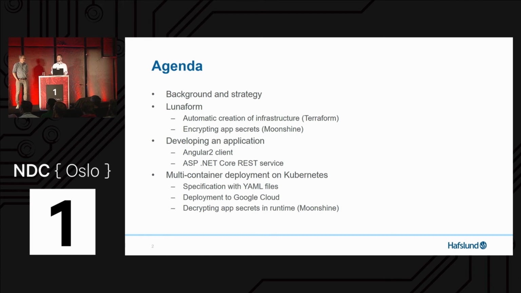Moonshine encrypts application secrets and decrypts them on the fly at runtime when you start up your application. We'll go further into that later. Then we'll show you the development of an application from scratch, with the creation of infrastructure, coding, and stuff like that. We'll show you an Angular 2 client and a .NET Core REST API service. And finally, we'll deploy all of this as a multi-container application on Kubernetes.